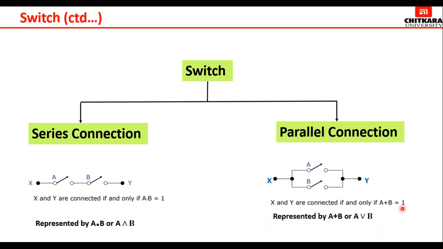And how do we represent it? It is represented by A plus B or A disjunction B. Clear? That means for series connection, dot symbol will be used, and for parallel connection, plus symbol will be used.